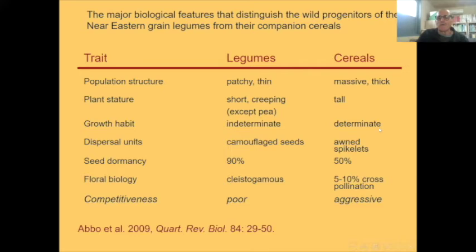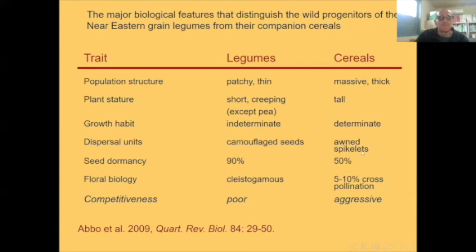That is, the stalks end with a spike and there is no additional growth after flowering, while legumes, in order to develop their yield, need to follow a continuous growth pattern of flowering and growth. The dispersal unit in legumes are camouflaged seeds, while in cereals, these are awned spikelets. Dormancy in legumes is at the rate of 90%, while cereals like barley and wheat show only 50% dormancy. This means that if you spread over your field a batch of cereal seeds, you will get a full stand of well-developed plants bearing spikes.